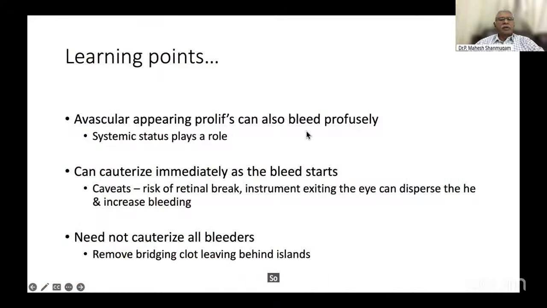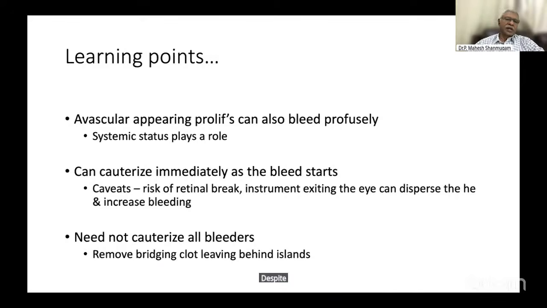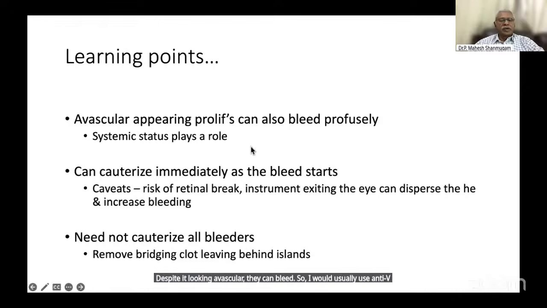So what do we learn from this patient? Avascular appearing proliferation can also bleed profusely, particularly if the systemic status of the patient is not appropriate. If the patient has nephropathy, hypertension, or the patient is on blood thinners, or if the patient has anemia, despite it looking avascular, they can bleed. So I would usually use anti-VEGF in these patients prior to surgery.